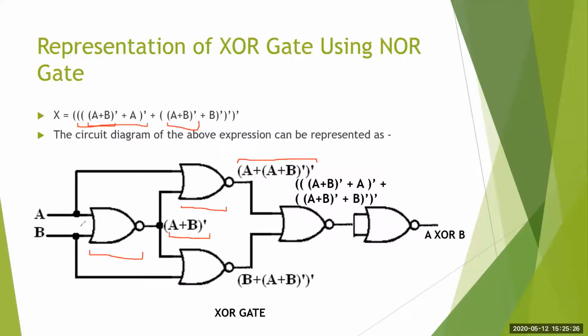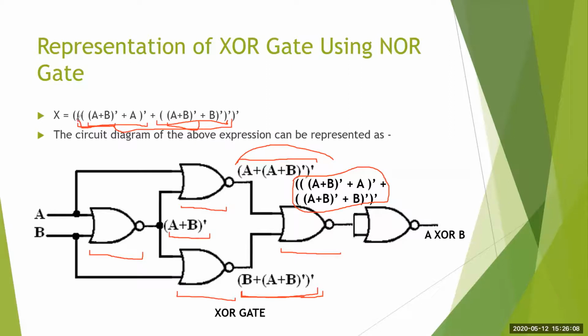And then similarly, if we apply B as an input and then (A plus B) complement as an input to another NOR gate like this, we get B plus (A plus B) complement and then its whole complement as a result. And we can see this term in this equation here. Now if we apply both these terms, this term and this term, as an input to another NOR gate, we can get this whole expression, and we can see this whole expression in the above equation here.